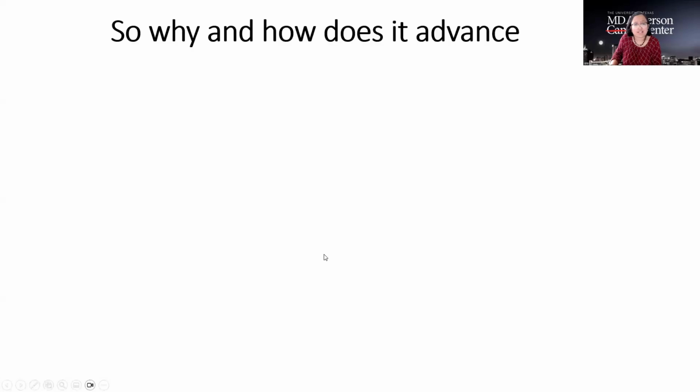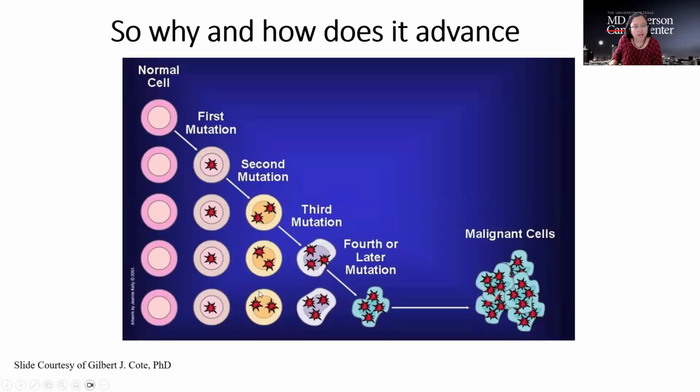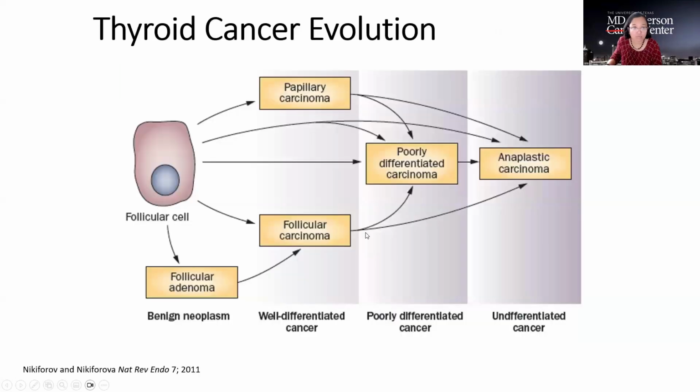So why does it advance and how does it advance? You may have recalled my slide from my previous talk, but for those who are attending this the first time, it's the number of mutations that get collected in a normal cell. So as and when they collect more mutations. What is a mutation? It's basically damage to the genetic material or DNA. You all understand DNA. So if there's damage to the DNA, as more and more damaged DNA gets accumulated, the cells lose their normal behavior and they become cancerous or malignant. So this is how thyroid cancer evolves.